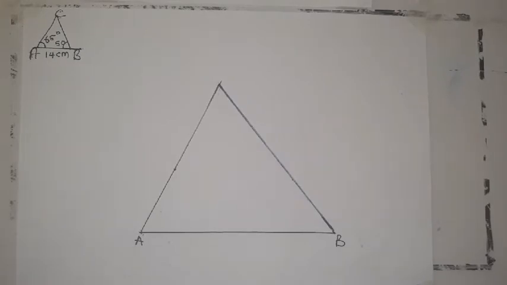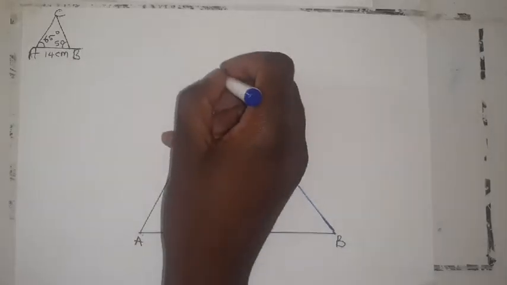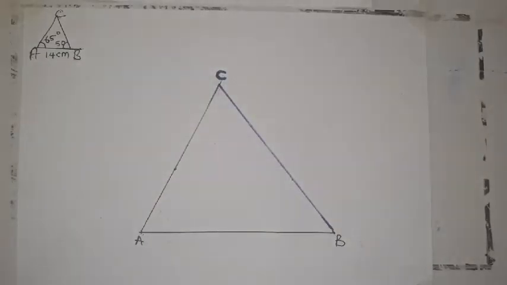So after we have drawn, this is where our C is going to be. That's where our C is going to be. Are we together? Okay. So we go back to our question now.